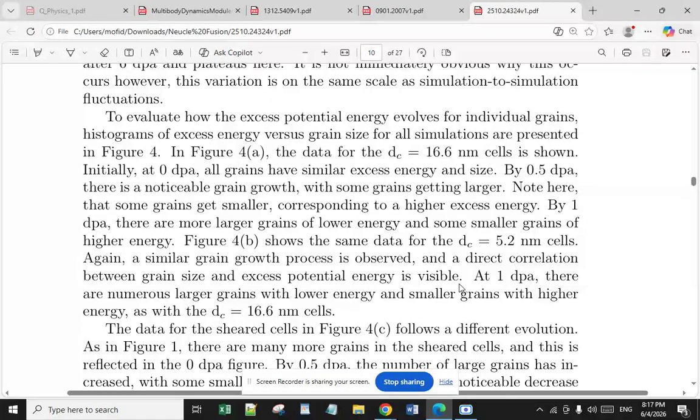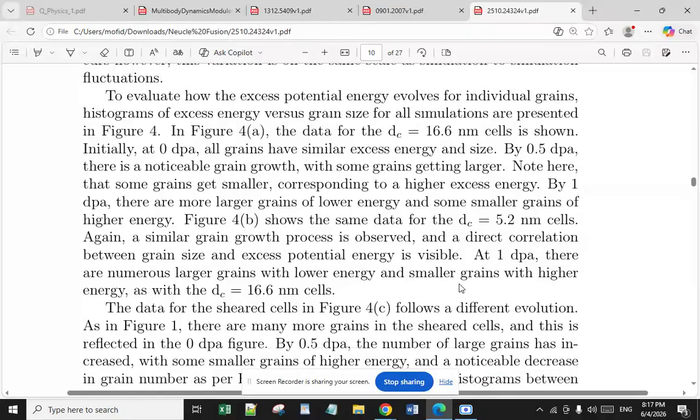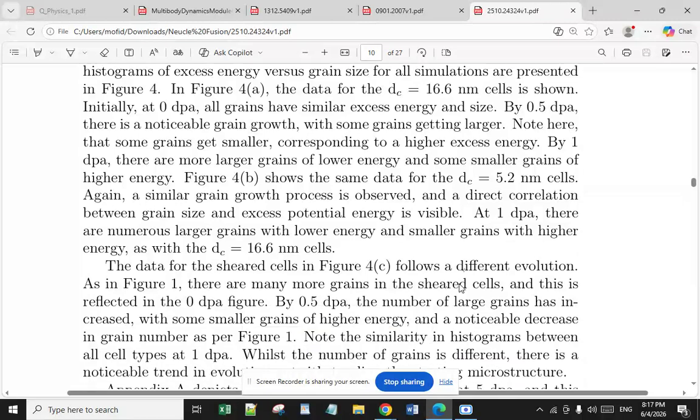Figure 4b shows the same data for the DC equals 5.2 nanometer cells. Again, a similar grain growth process is observed and a direct correlation between grain size and excess potential energy is visible. At 1 dPa, there are numerous larger grains with lower energy and smaller grains with high energy, as with the DC equals 16.6 nanometer cells.